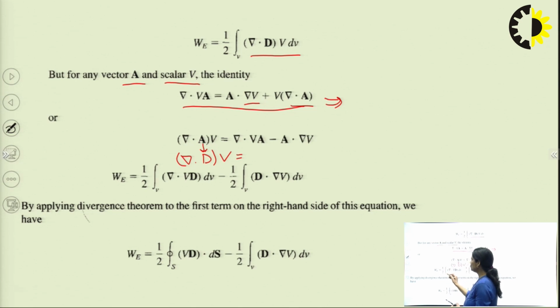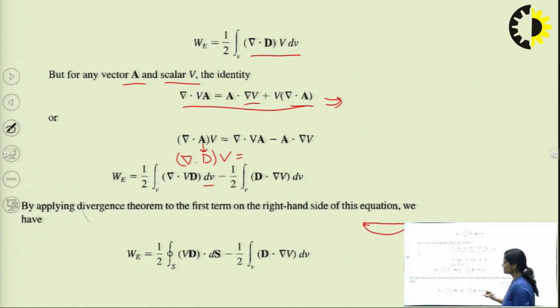W is equal to 1 upon 2 integration del dot V dV minus 1 by 2 integration D dot del V dv. So put this value here in this equation. Now while you are applying the divergence theorem, the first term on the right hand side becomes W is equal to 1 by 2 closed integral. Here you are taking a closed integral, meaning first you are going from one point to another point, then you are taking the reverse direction. So W is equal to 1 by 2 closed integration V D dot ds minus 1 by 2 integration D dot del V dv.